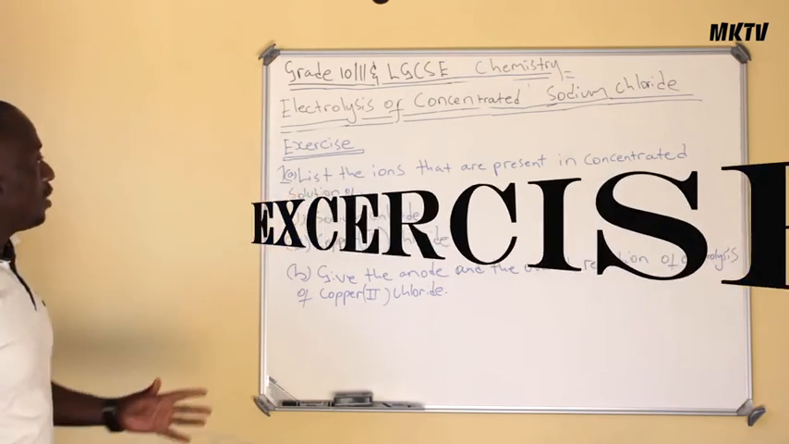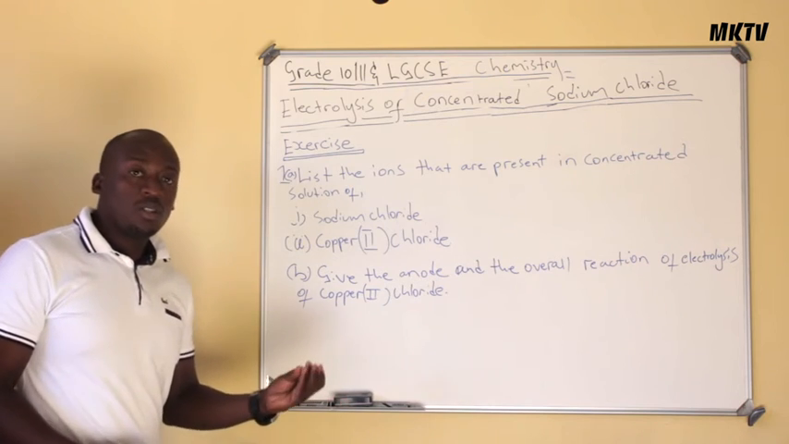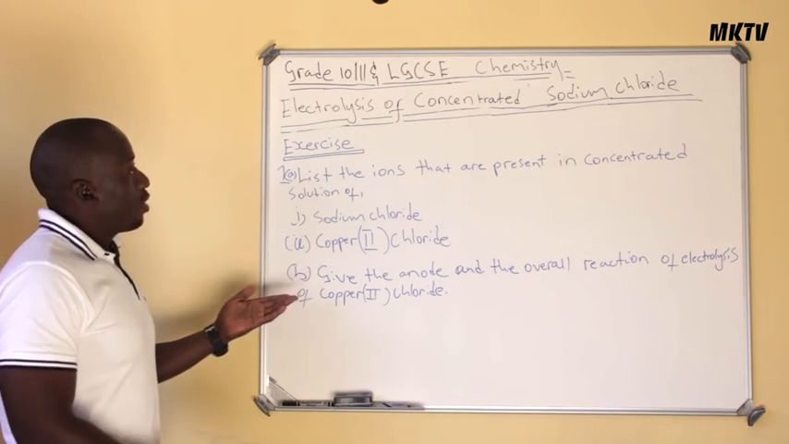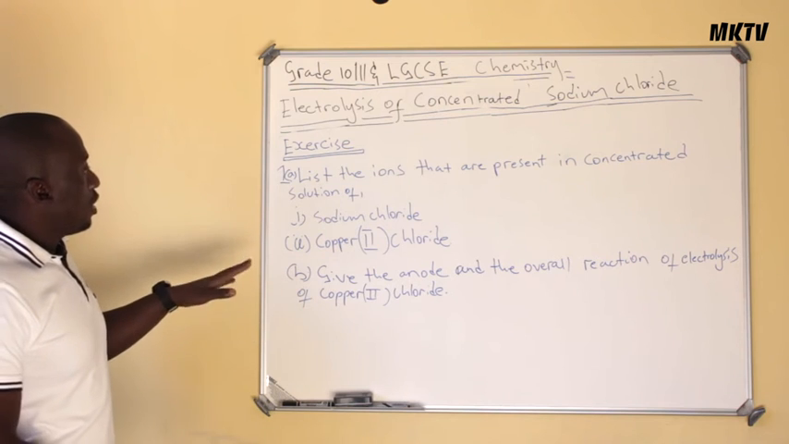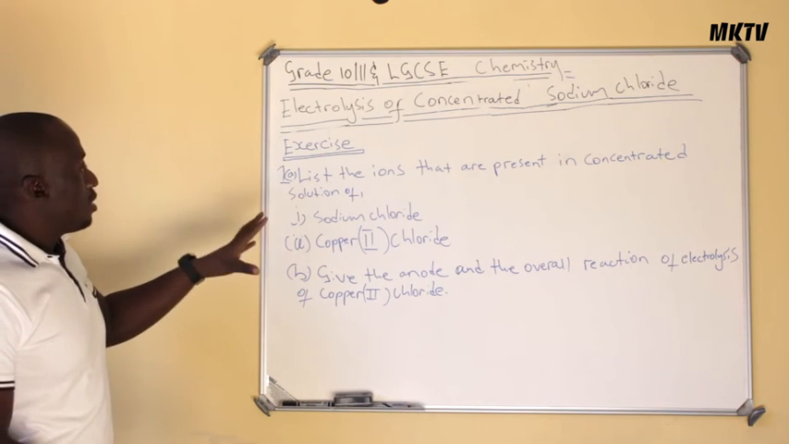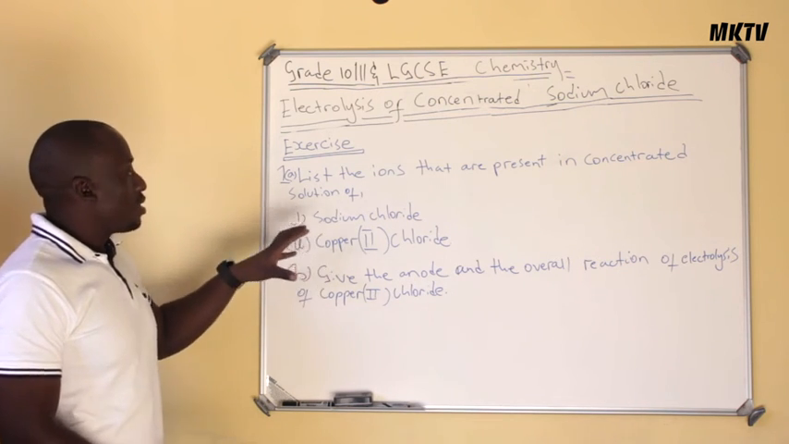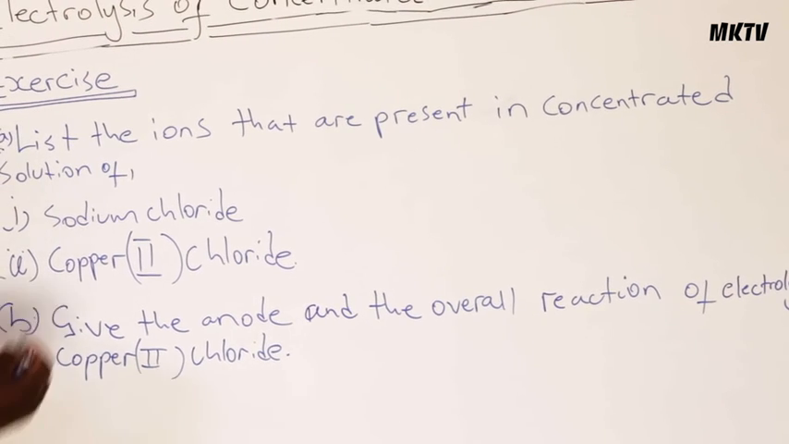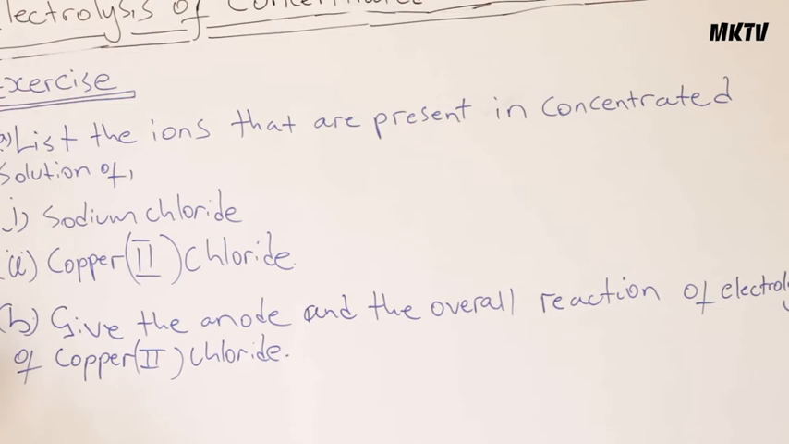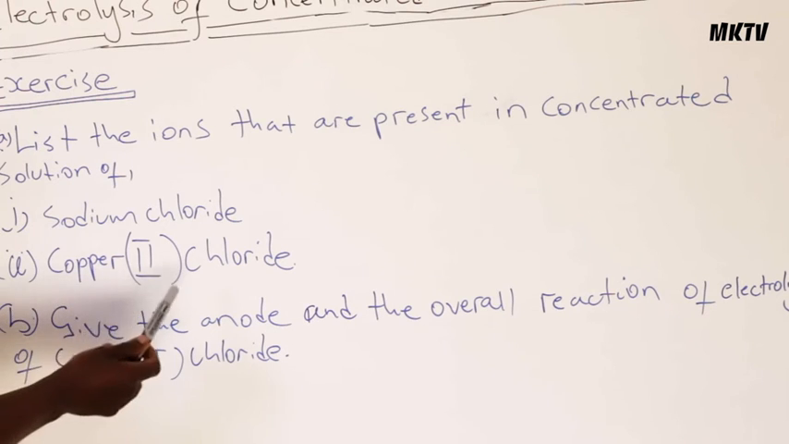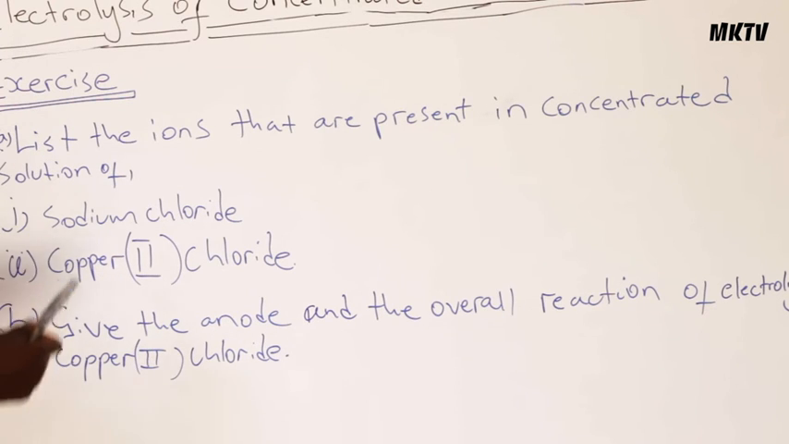Okay guys, here is a small exercise for you to test yourself on whether you have been following what you have been doing. The exercise is: list the ions that are present in a concentrated solution of sodium chloride, which you have already done. And then we have copper 2 chloride. So here you just list the ions and then you pass on.